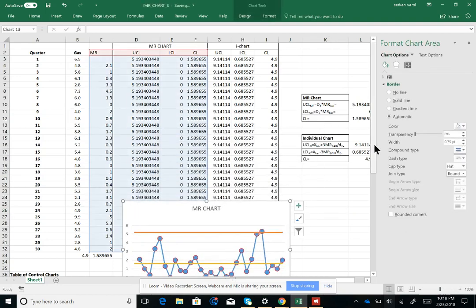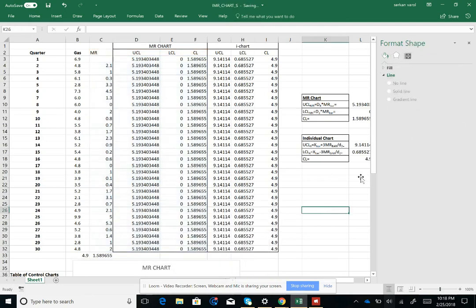Again, you take all the values for MR chart, upper control limit, lower control limit, and central limit. And the MR chart is compared with the MR values, which is the moving range values. Then you go to insert, you go to 2D line, then create your chart by clicking on the first icon.